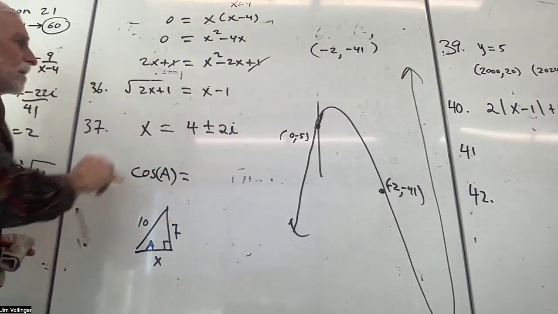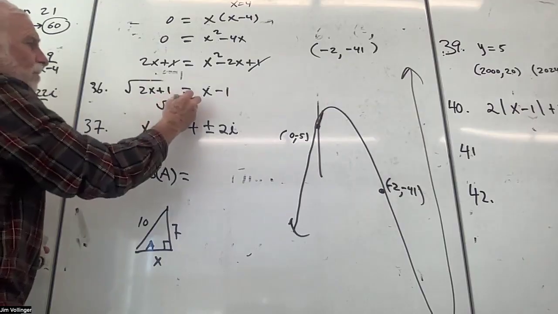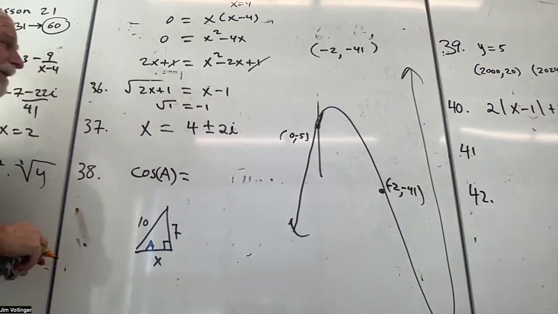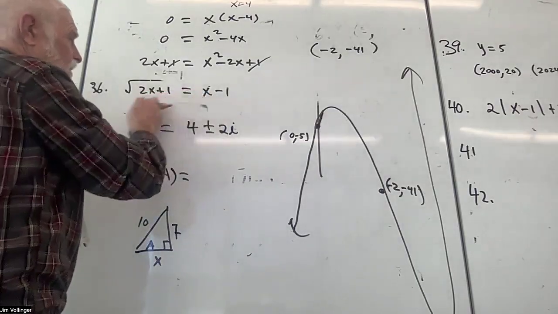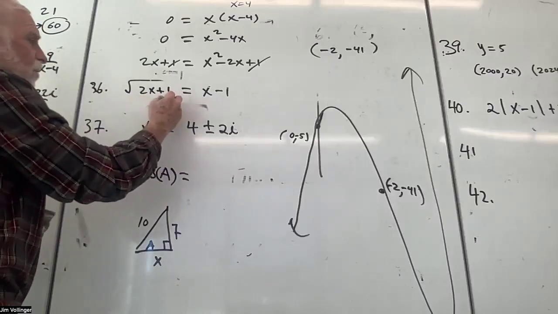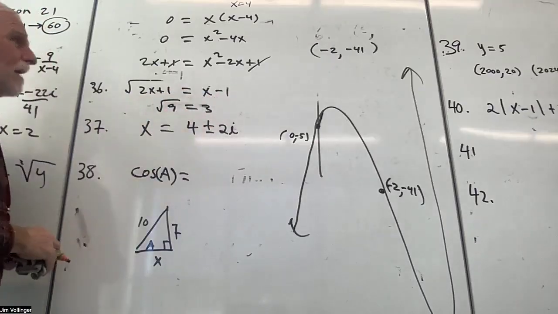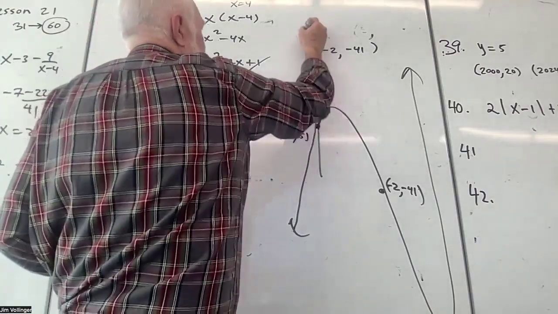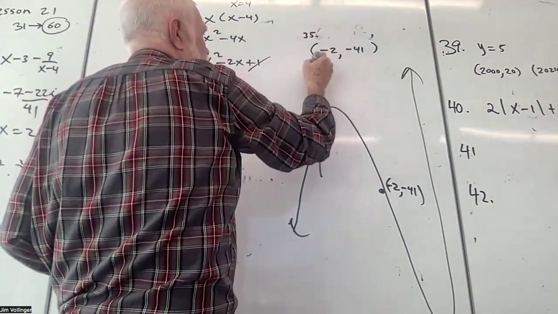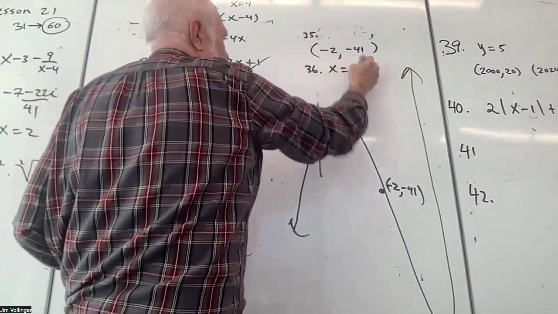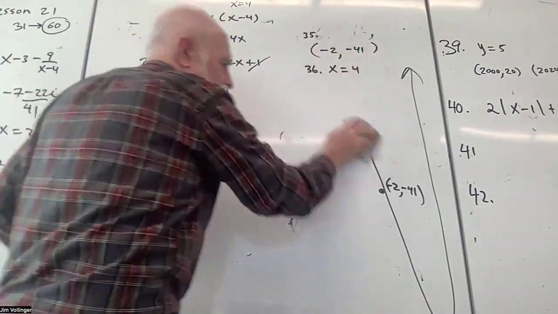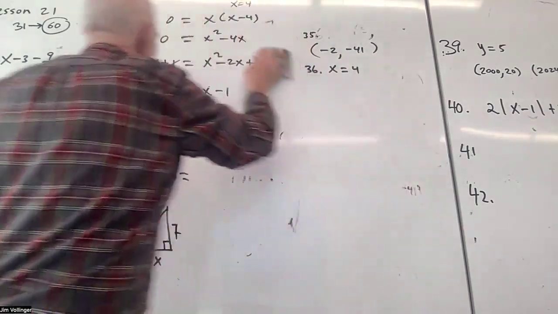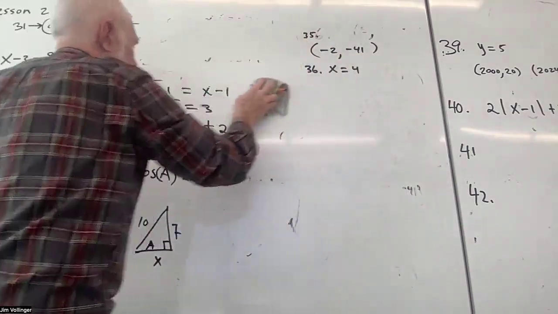0 will not work. If I plug in a 0, I get the square root of 1 equals -1. Sorry, not true. But if I put a 4 in, I get the square root of 9 equals 3. Yeah, that looks good. So that was the answer to 35. We just got an answer to 36 of x equals 4. We can get rid of this. We can get rid of this. We can get rid of that.